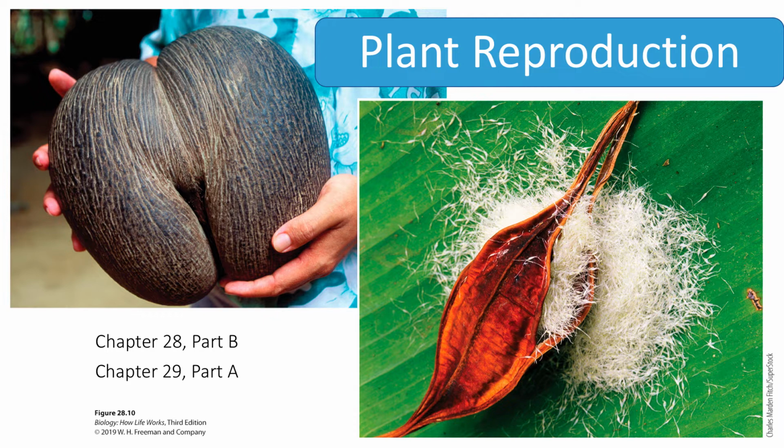Orchid seeds, like the one in the bottom right, are some of the smallest. A poppy seed weighs about 3,000 times more than the smallest orchid seed.